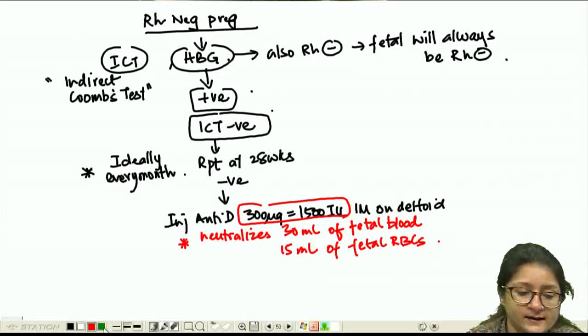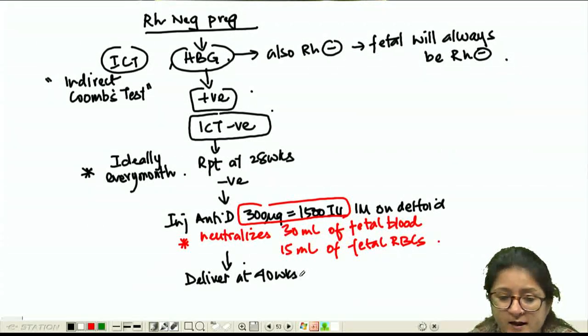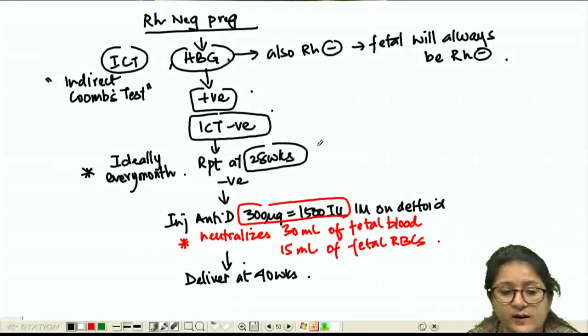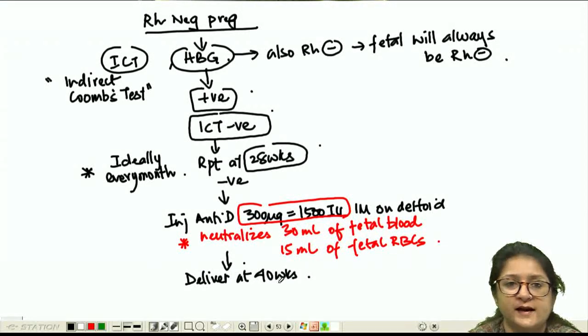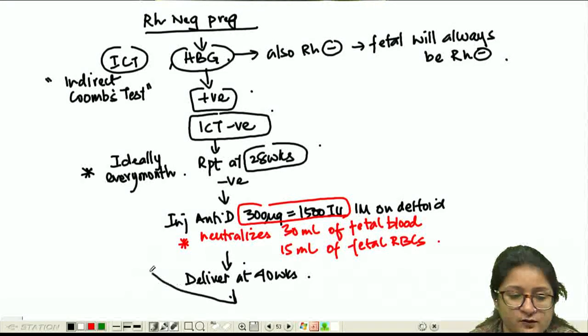Now once this anti-D is given at 28 weeks, what do we do? We deliver at 40 weeks if not already delivered, because this anti-D given at 28 weeks can only take care till 40 weeks. After 40 weeks, intrapartum needs to be covered again after delivery. We deliver at 40 weeks, and then we check the baby blood group.